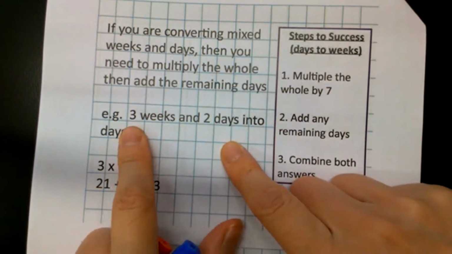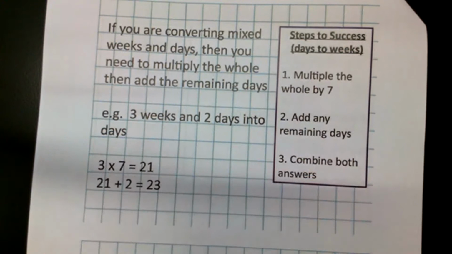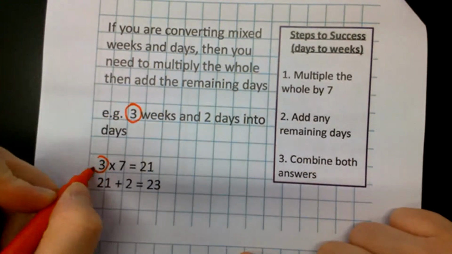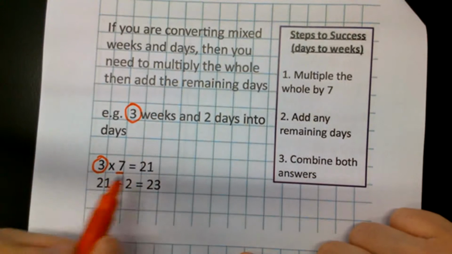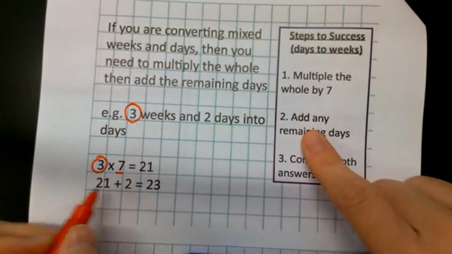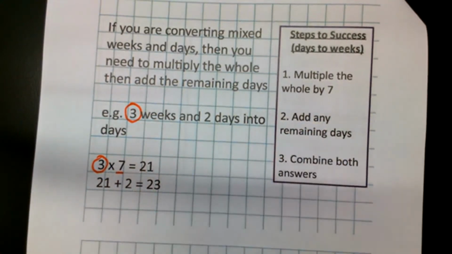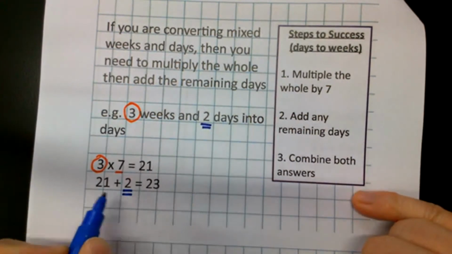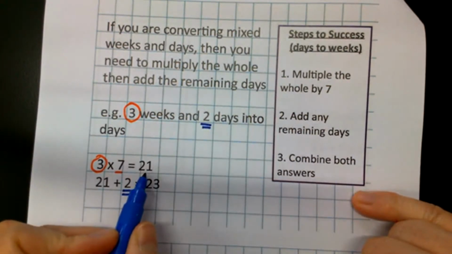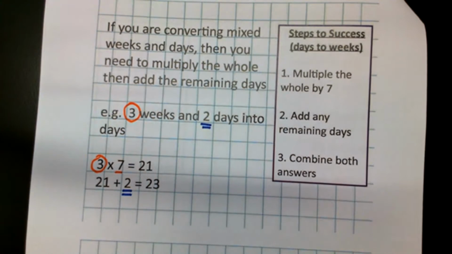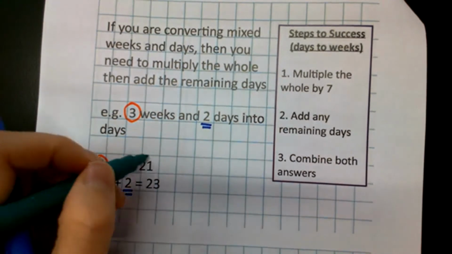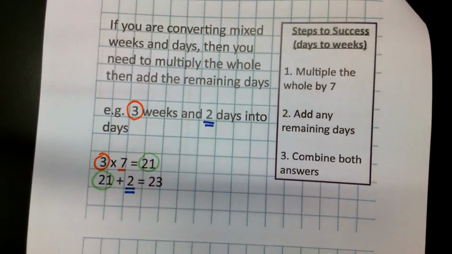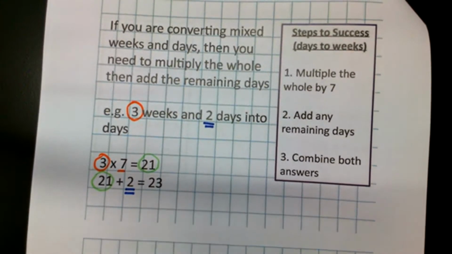Here's an example. 3 weeks and 2 days. First of all, I've got to multiply my weeks here by 7, so I have 21. Then I'm going to add any remaining days. So I have 2 days, and I'm going to add 2 to my answer here. You can see that my answer is 21. And I'm adding 2 to 21, so that makes it 23 days.